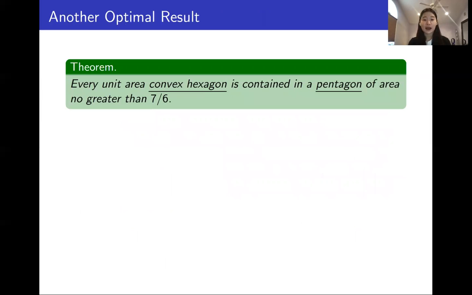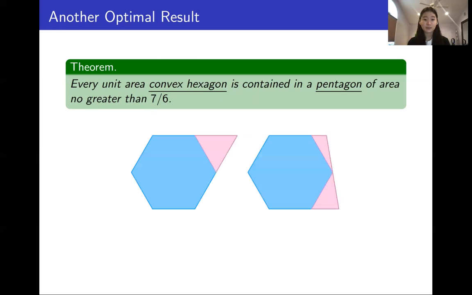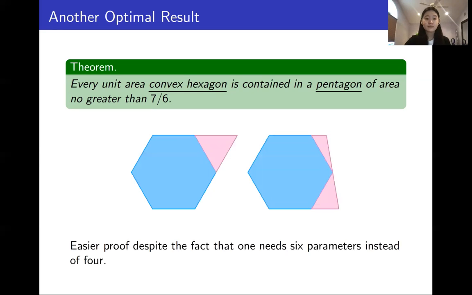Another optimal result that I proved is that every unit area convex hexagon is contained in a pentagon of an area no greater than 7/6. There are numerous ways to enclose a regular hexagon within an optimal area pentagon, and the figure shows two ways of doing so. I can either extend two sides until they meet one another, or I could draw a line through a vertex until it intersects the intersection of two opposite sides of the hexagon.